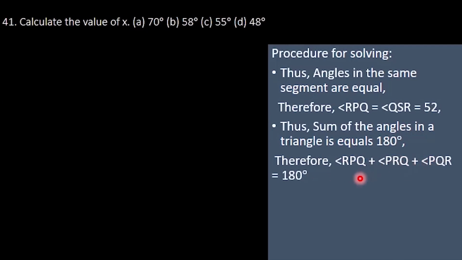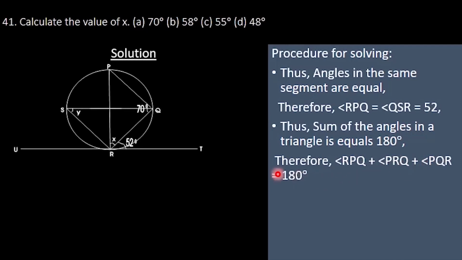The solution now, let's follow the procedure for solving. Angles in the same segment are equal. Therefore, angle RPQ is equal to angle QSR. This angle RPQ, that is this angle, is equal to angle QSR. This angle and this angle are equal because they are angles on the same segment, and angles on the same segment are equal. Therefore, we have 52 degrees here.